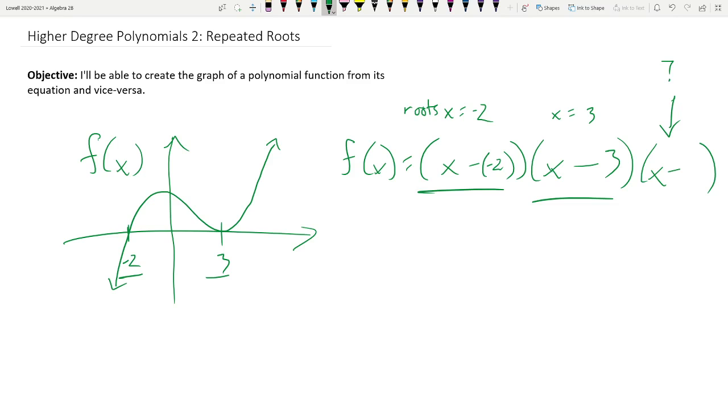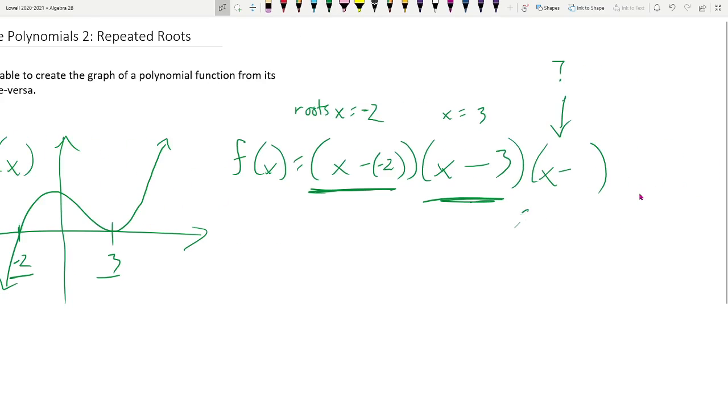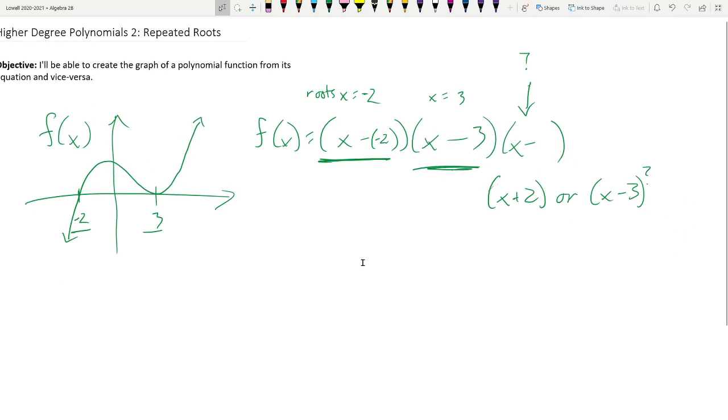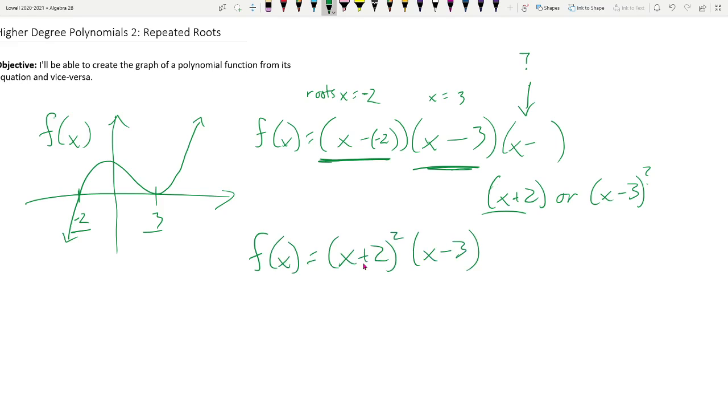Well, the only thing that could possibly be the answer here is another copy of one of these, either x minus -2, or x plus 2, or x minus 3. So which one is it? Is this factor x plus 2 or x minus 3? Well, let's take a look at it. Let's just try both of them and see what happens. So let's pretend that this is the answer. So let's pretend this function actually is x plus 2 squared times x minus 3. Ready?